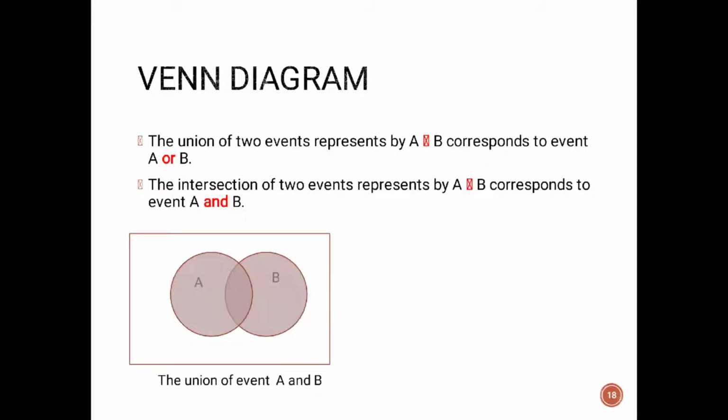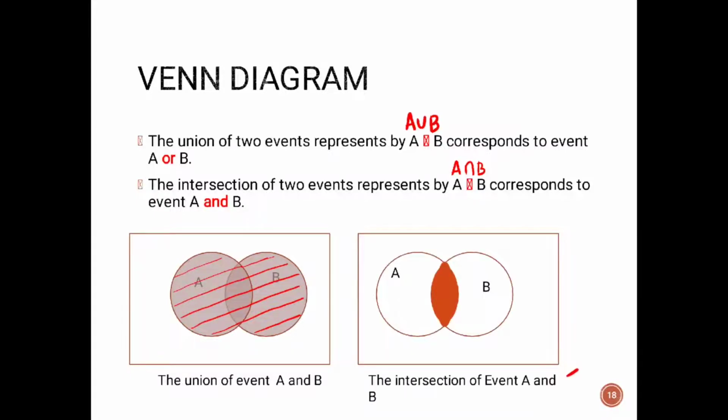The union of two events, represented by A union B, corresponds to event A or B. When we have a union, we shade everything here, A union B. The intersection of two events, represented by A and B, corresponds to event A and B. Only the intersection; hanya tempat yang bersilang sahaja kita shade.